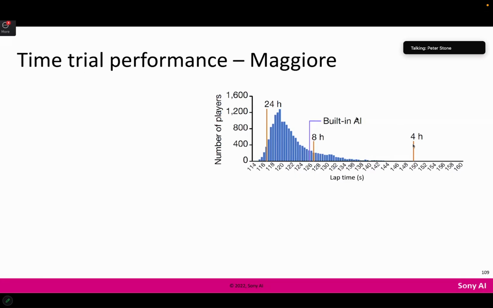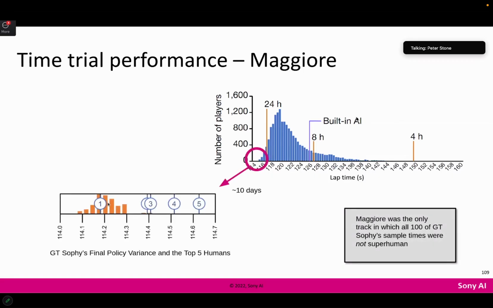And this is how well GT Sophie does after 4 hours, 8 hours, or 24 hours, and also how well the built-in AI, the AI that came with Gran Turismo prior to GT Sophie, did. And then this graph is showing a histogram of GT Sophie's best 100 times, because there is some noise, and then the mean times of the top 5 people. And so again, the best GT Sophie scores are pretty equivalent to the best person, and significantly better than the second through fifth place people.